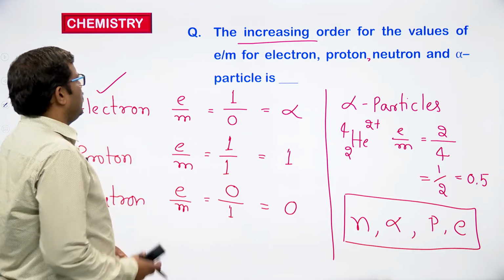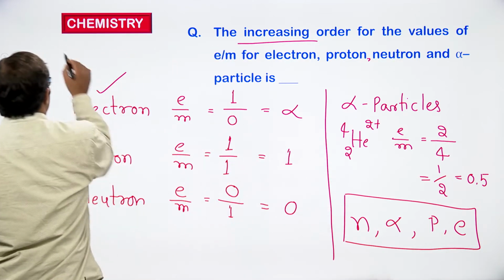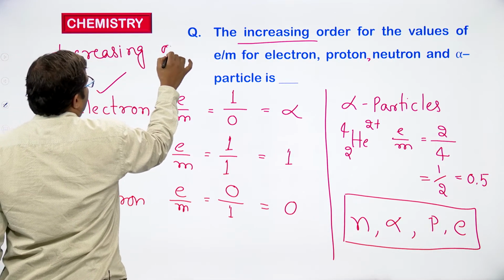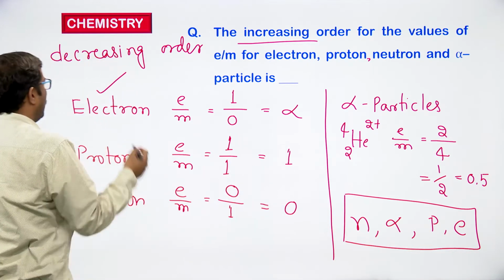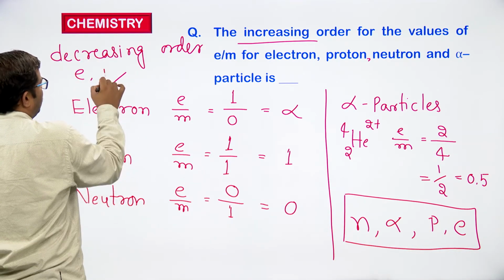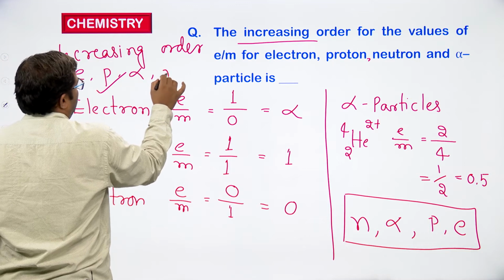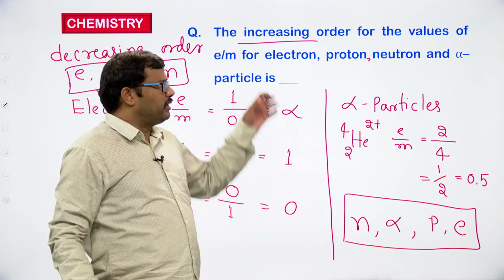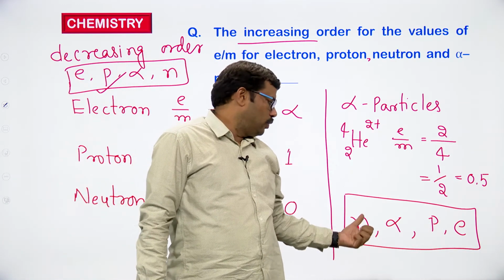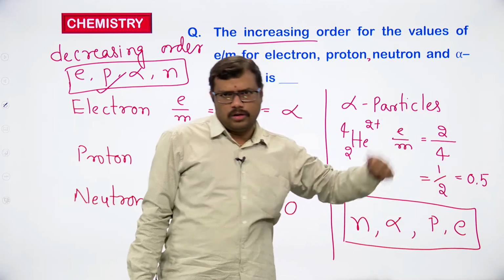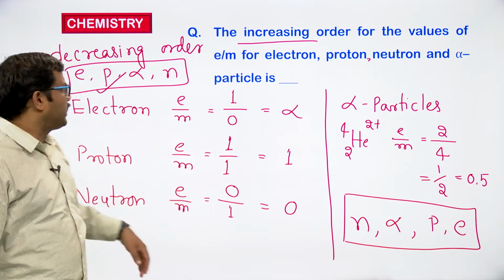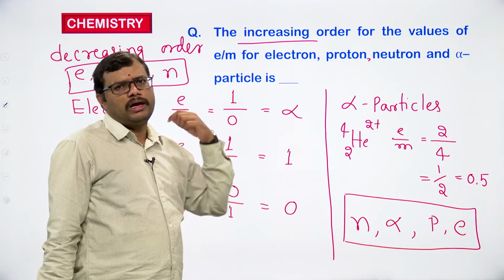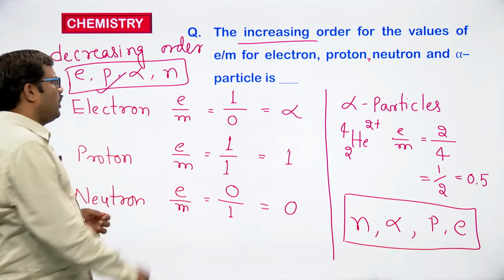If they are asking us to write in a decreasing order, in that case we have to write it in the reverse way. Electron will be the highest one, then the proton, then the alpha particle, and lastly the neutron. So for the order of E by m values, if it is increasing, it is neutron, alpha particle, proton and electron. If it is decreasing, it will be electron, proton, alpha particle and lastly the neutron whose value is 0. So this is how we are going to calculate.